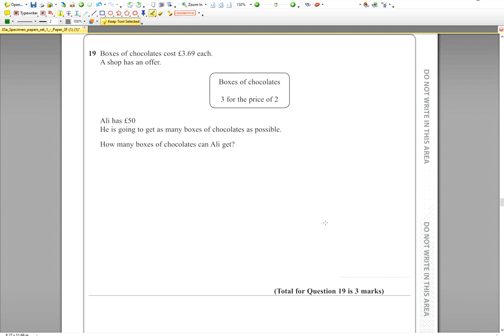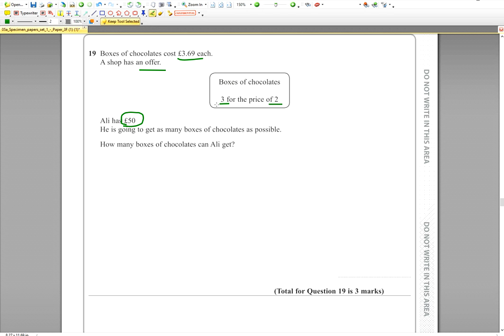Okay, right. Question number 19. Boxes of chocolate cost £3.69 each. A shop has an offer: you buy 3 for the price of 2. Ali has £50. He's very fortunate. He's going to get as many boxes of chocolate as possible. It's a £50 note. How many boxes of chocolate can Ali get?